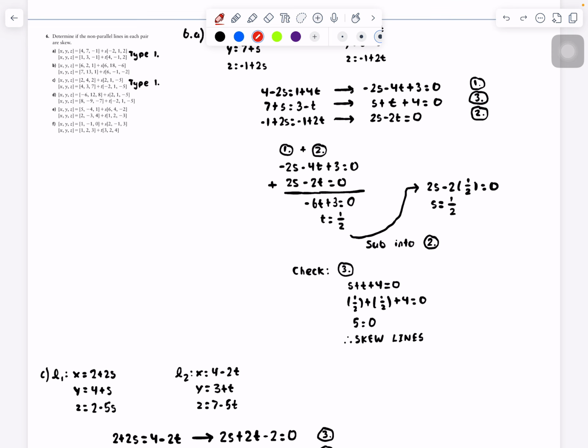Okay, plug t and s in. 1/2 plus 1/2 plus 4 equals 0. 5 does obviously not equal 0, so therefore the lines are askew. I get a mathematically false statement at the end.